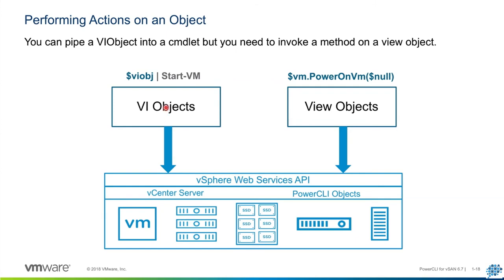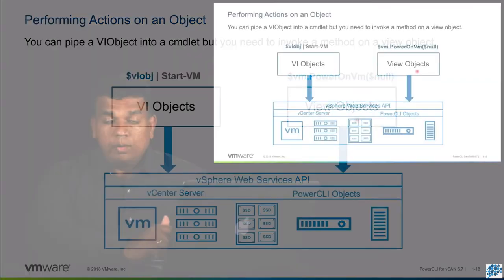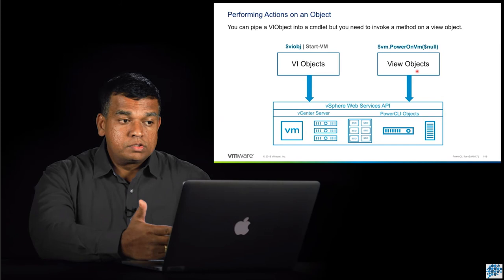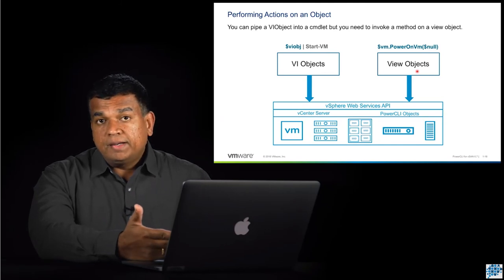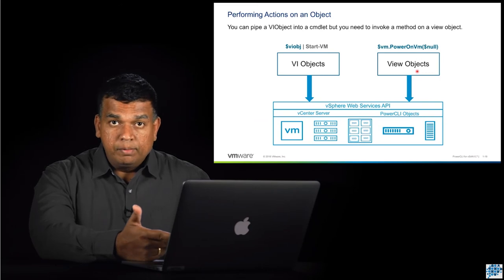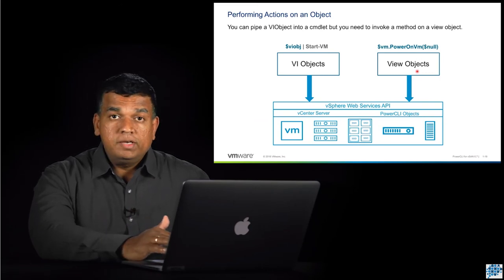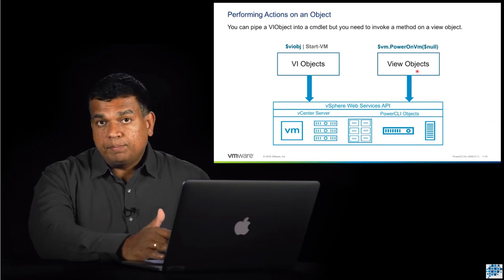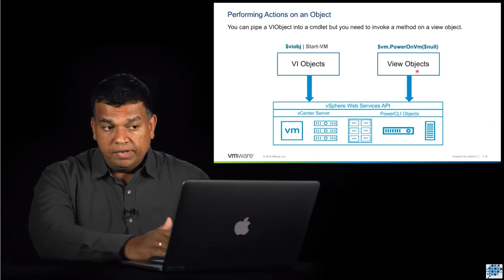and it will perform that operation on that particular object. However, in the case of view objects, as I mentioned earlier, the view objects are the low-level implementation of the API. So in that case, those commandlets like Start-VM, Stop-VM, all those things are not applicable. Here we'll have to invoke the methods for that particular object. That is the only way here.